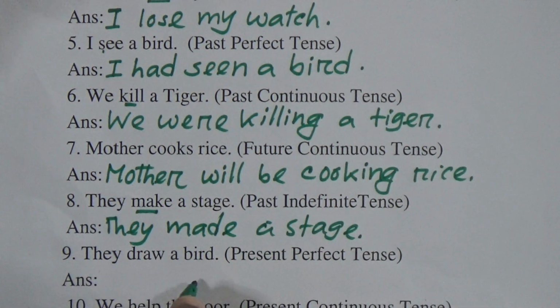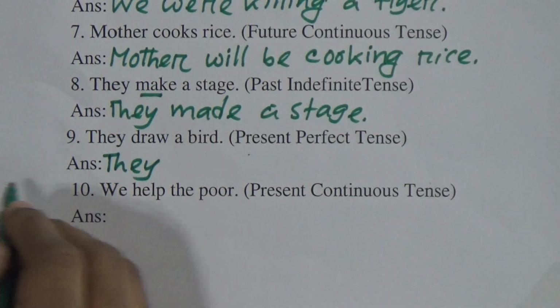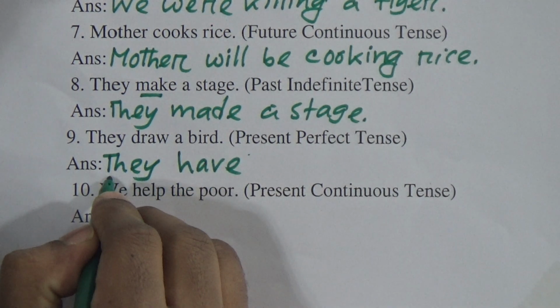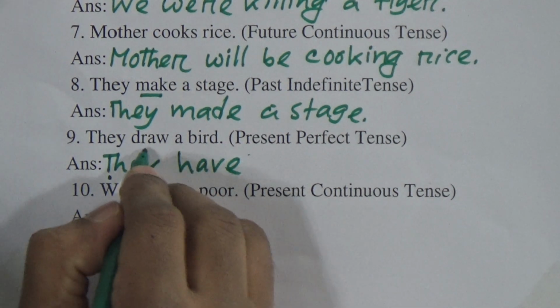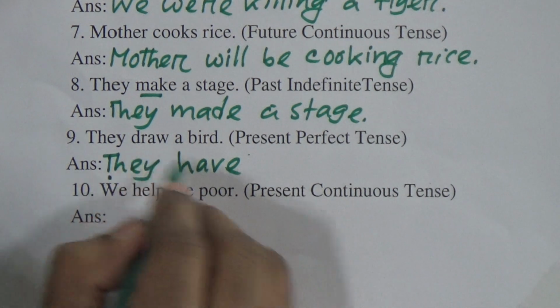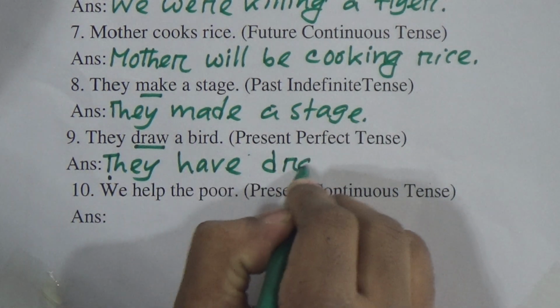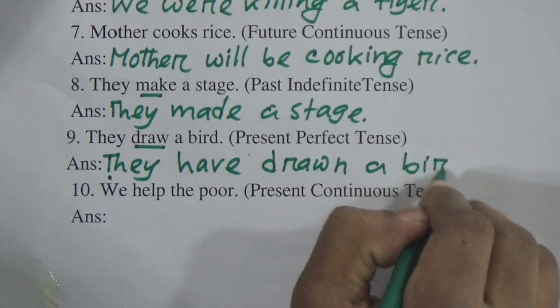Number 9. They draw a bird. This is present indefinite tense. You have to make it present perfect tense. So in present perfect tense, what comes first? Subject. After the subject, we have to use have or has. As there is a third person plural number, we have to use have. After have, we have to use the past participle of the main verb. Draw is the main verb. Draw, drew, drawn. So we have to write, they have drawn a bird.